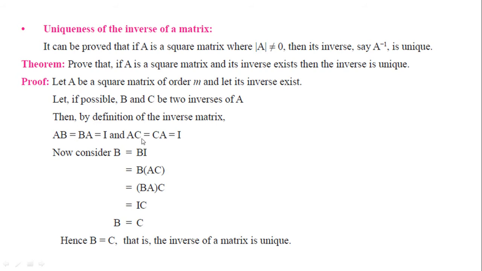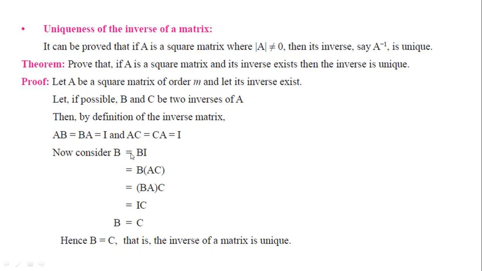Similarly, A into C is equal to C into A is also I, because we know that C is the inverse of A, so A into C is also equal to I. Similarly, C into A is also I. So this is by our consideration. Now to prove the uniqueness, we will consider matrix B.